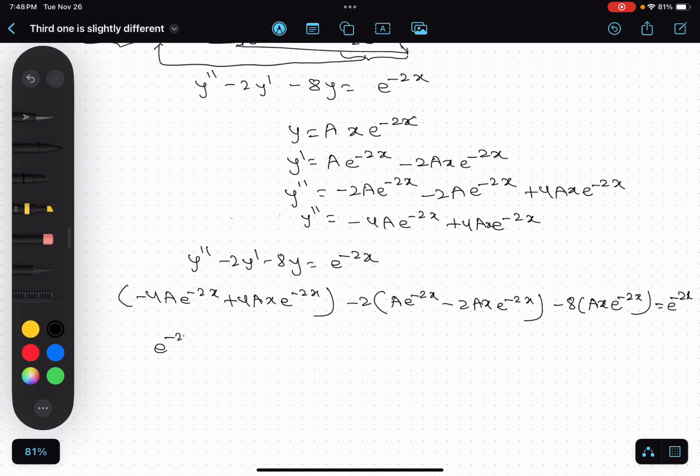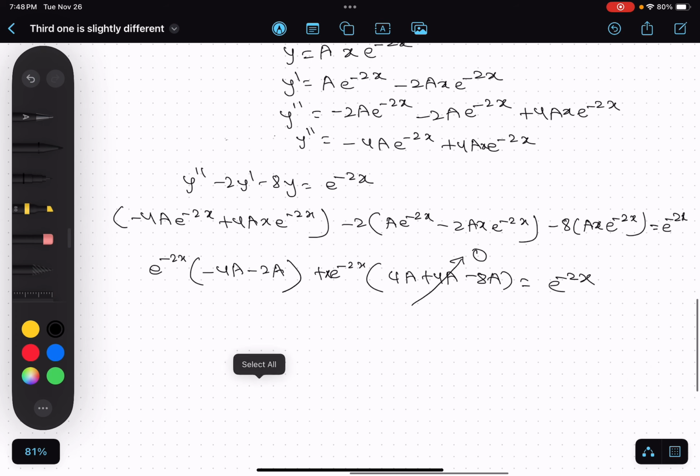Now let me take e to the power minus 2x common. There's minus 4a and then minus 2a, and then for the x e to the power minus 2x terms, 4a plus 4a minus 8a. See, there's some magic happening. Now we know that this will just go to 0. So e to the power minus 2x times minus 6a needs to be equal to e to the power minus 2x. So for that, minus 6a needs to be equal to 1. That means a needs to be equal to minus 1 by 6.